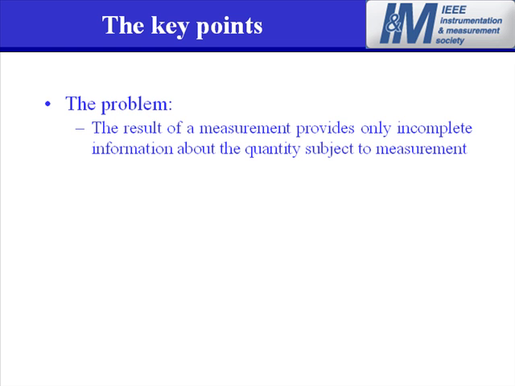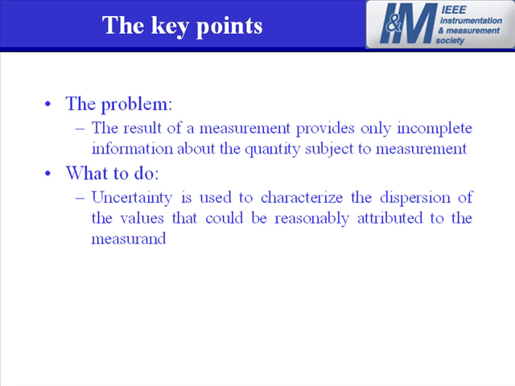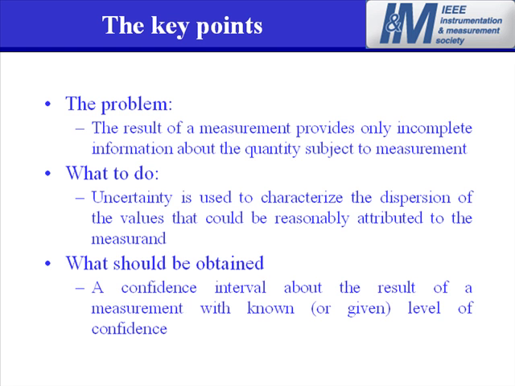The result of a measurement provides only incomplete information about the measurement. We know what to do. We need to refer the uncertainty as a parameter to be associated with the measurement result to characterize the dispersion of values that could be attributed to the measurement. And we know what should be obtained: a confidence interval about the measurement result with known level of confidence.